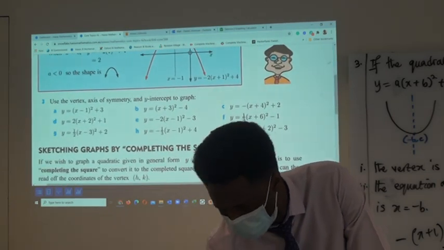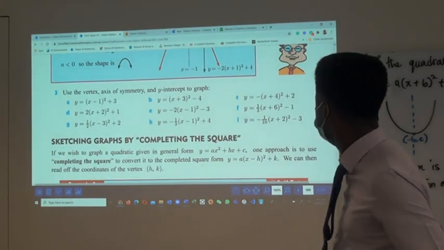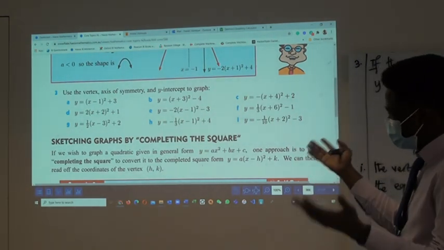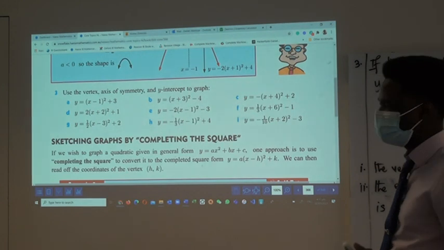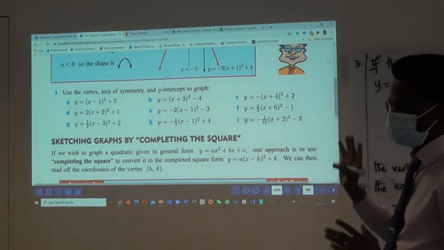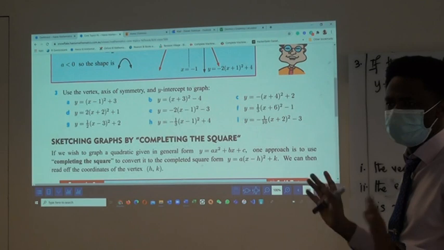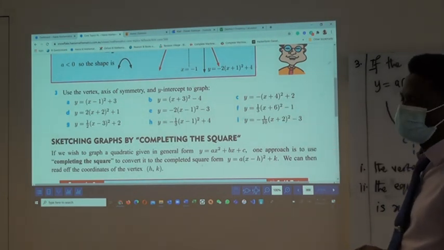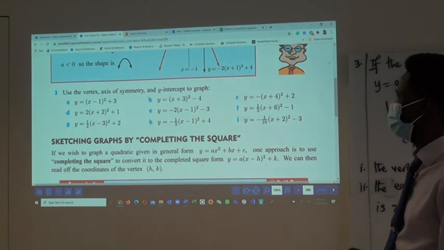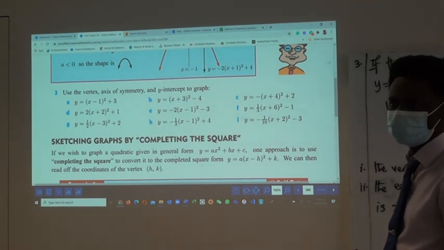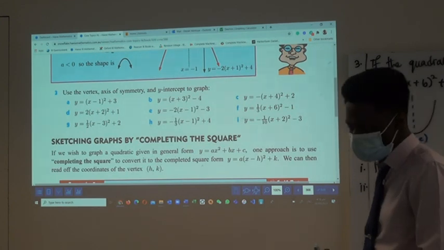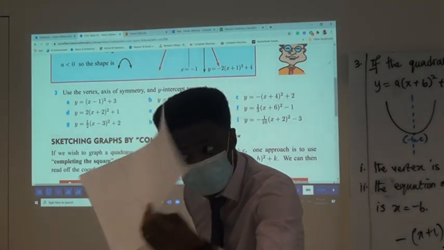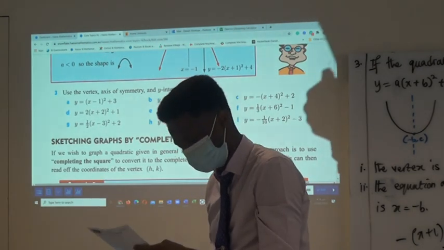For this one, I already picked 6 of them. We want to use the vertices, of course, the axis of symmetry and the y-intercept to graph this. So basically, they are not interested in your x-intercept. But in your sketch, indicate your axis of symmetry, the vertices, and the y-intercept of each of the graphs. So let's take one. I want to make sure I'm not picking the question that I put in your worksheet, so I'm not assisting you to do any question.